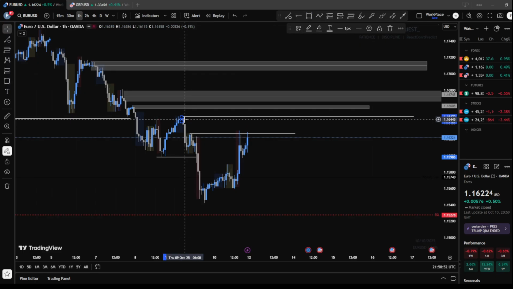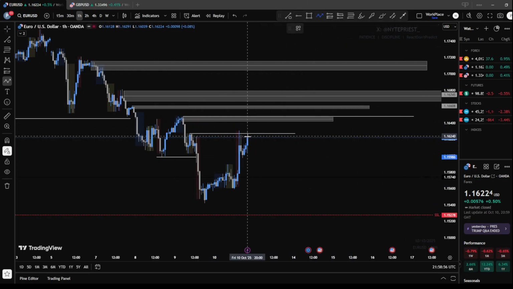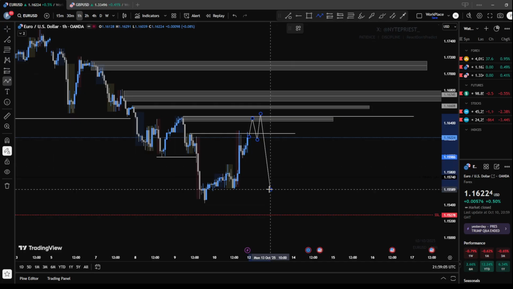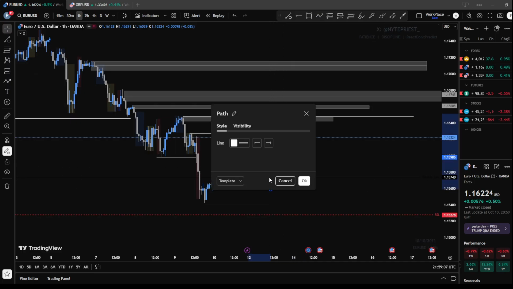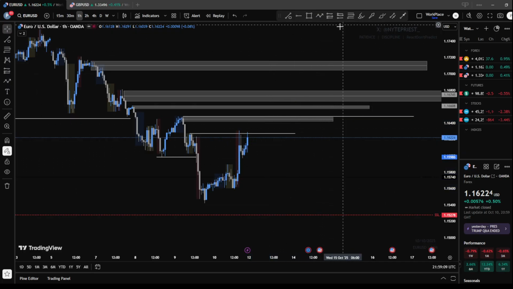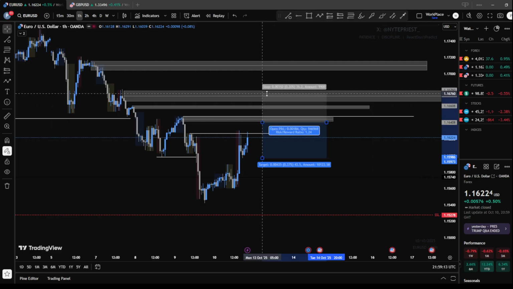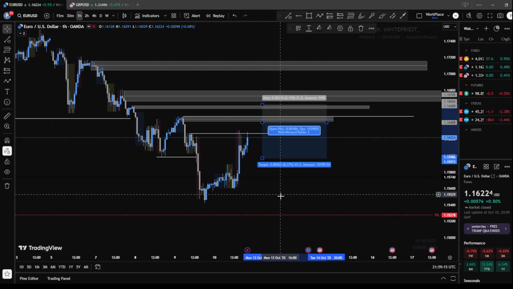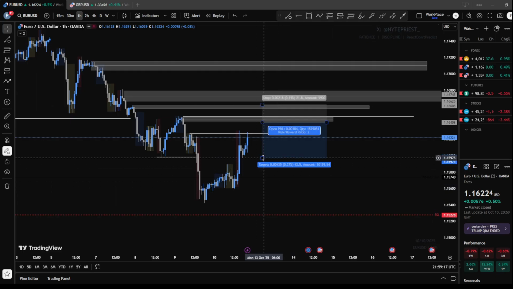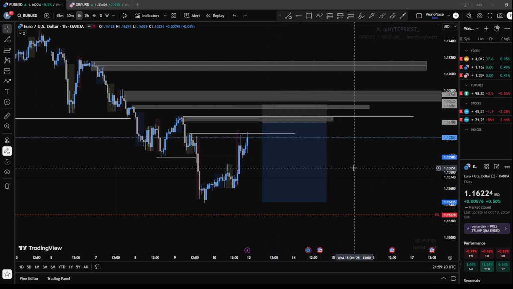Price has already swept the liquidity, mitigate this order block, and then I'll be looking for a confirmation to sell. So in case I'm able to get the confirmation to sell, my stop loss will be somewhere above here, and my take profit will be here.